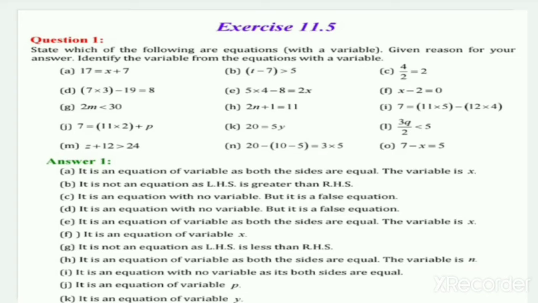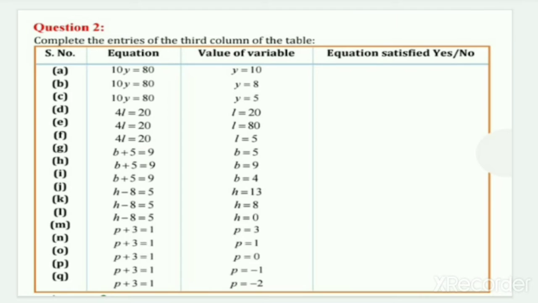Let's discuss the g part. It is given 2m is less than 30. So m is a variable here, right? But it is not an equation because both sides are not equal. An equation means both sides are equal, so that's why it is not an equation.